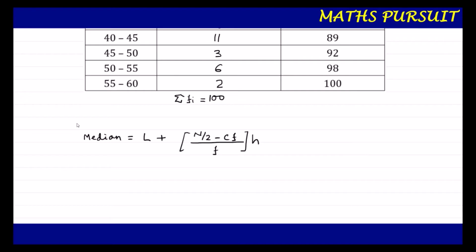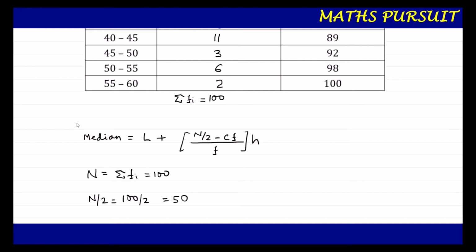Now guys, let us first of all find out n by 2. This is the most important thing that we need to find out first, so that we can determine the cumulative frequency and then the frequency. Here, we got the sum of the frequency as 100. So our n is equal to the sum of frequency, that is 100. Therefore n by 2 will be 100 upon 2, that is equal to 50. So we got n by 2 as 50.